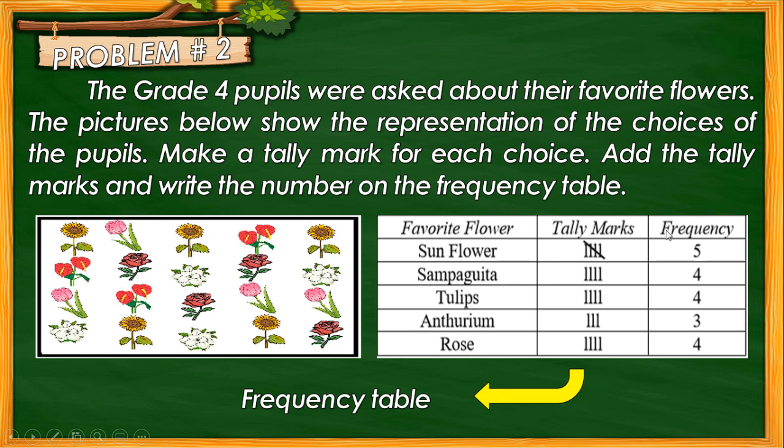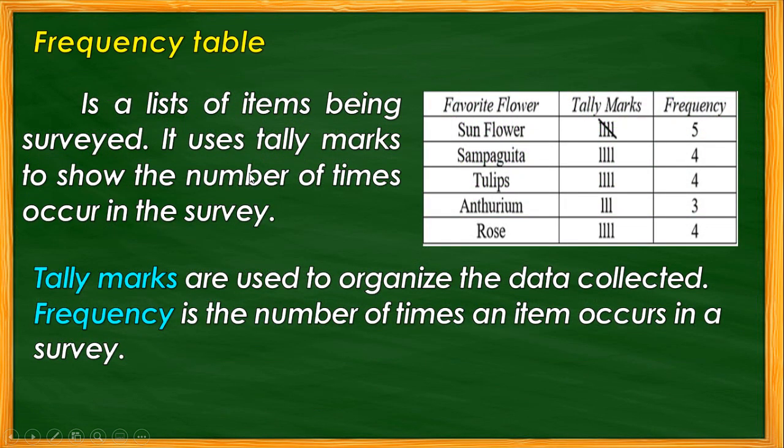So this table is what we call the frequency table or frequency distribution table. A frequency distribution table is a list of items being surveyed. It uses tally marks to show the number of times an item occurred in the survey. The tally marks are used to organize the data collected. And then the frequency is the numeric number, or the times an item occurs in the survey. So that would be the definition of frequency table, tally mark, and frequency.